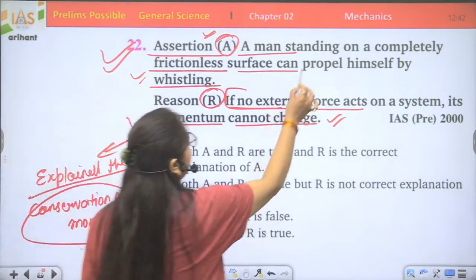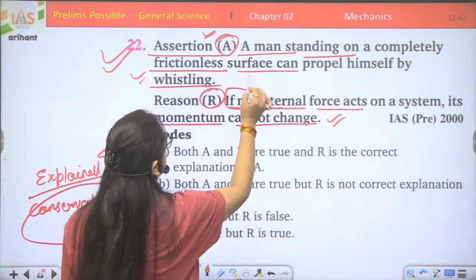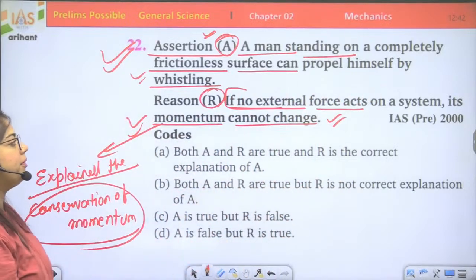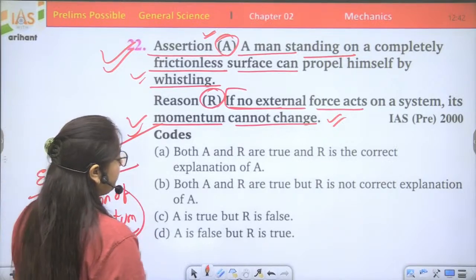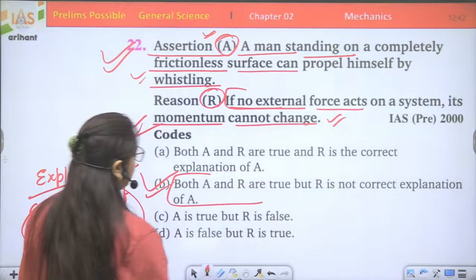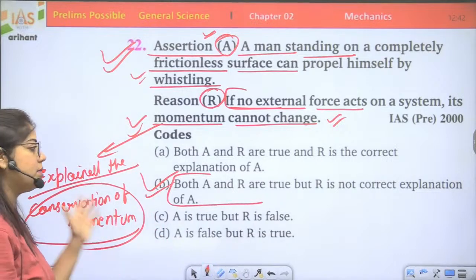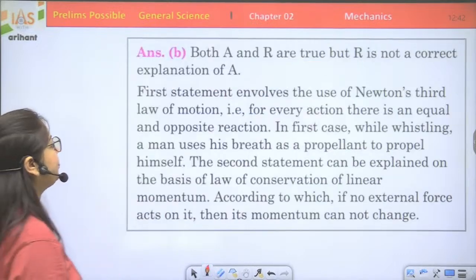Why? Because a man standing on a completely frictionless surface can propel himself by whistling. This is the correct assertion. So option number B will be the right answer. Both A and R are true, but R is not the correct explanation of A.